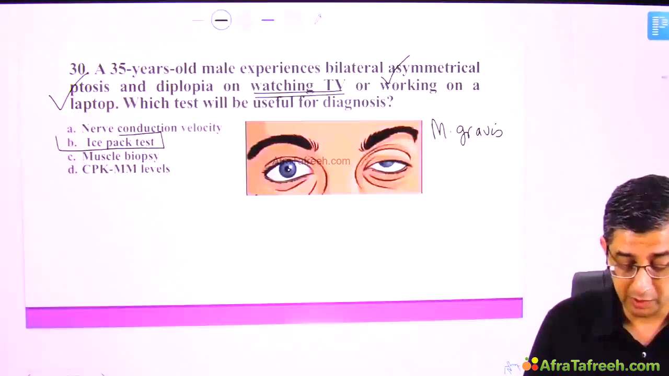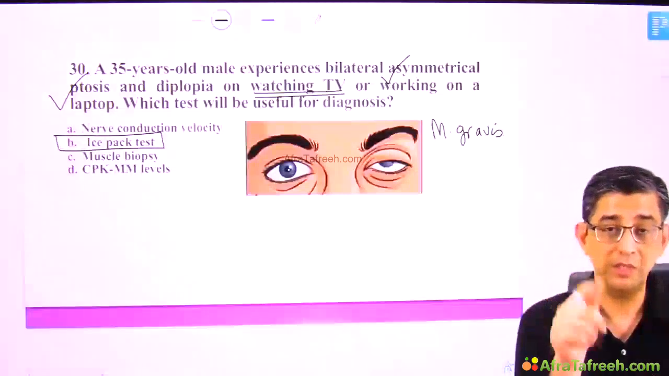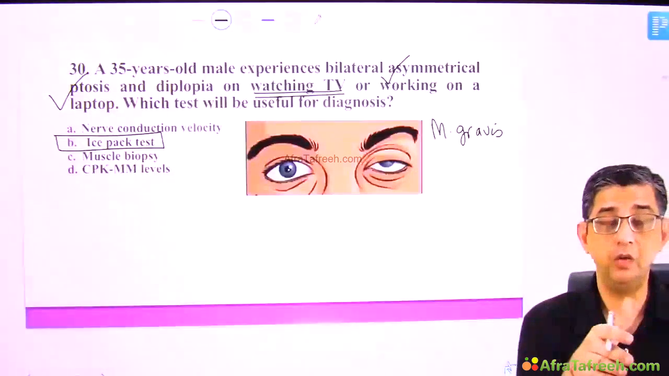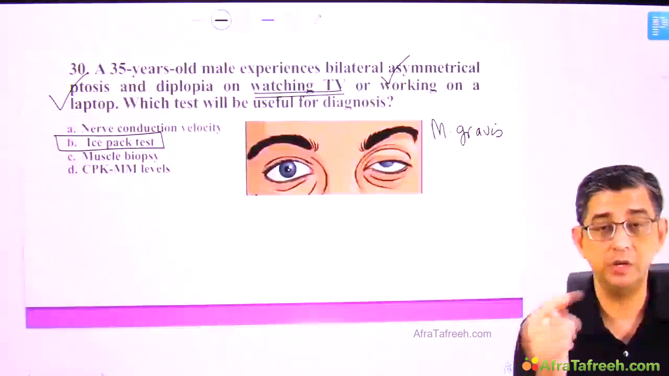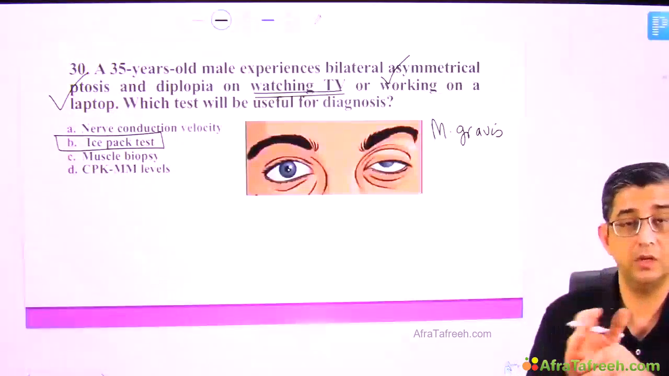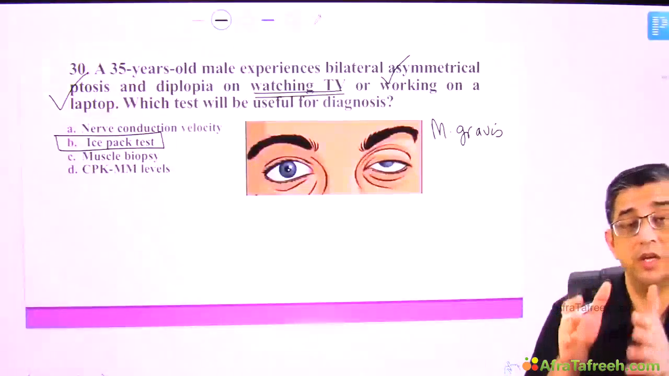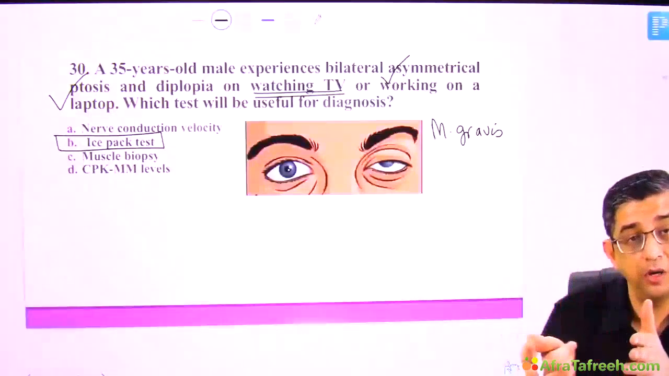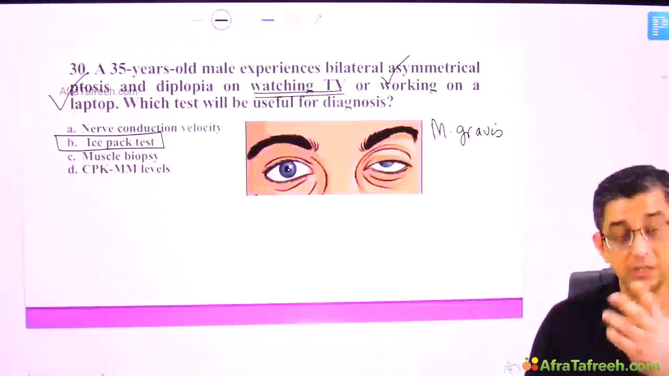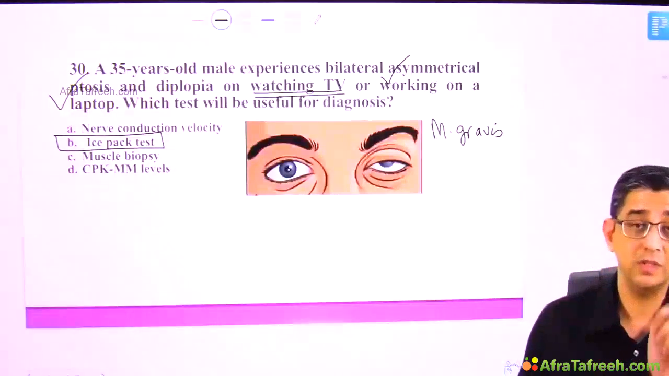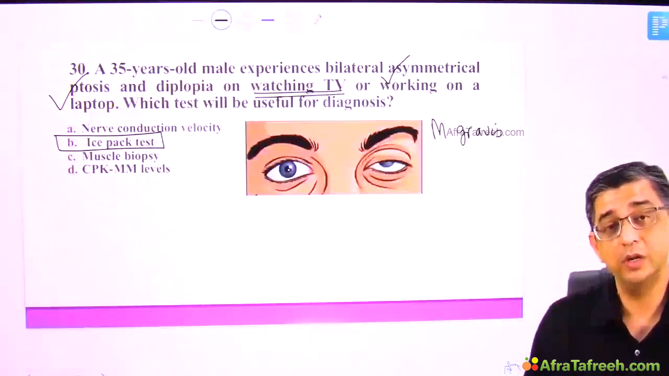I've highlighted that in the ice pack test, you can put ice in a glove and put it over the eye. What this does is that it inhibits the activity of the enzyme that degrades acetylcholine. If you decrease the activity of the destroyer enzyme, cholinesterase, then acetylcholine will be able to stimulate the muscle for a longer duration, and the symptoms will reduce. The efficacy of this test is equivalent to that of the Tensilon test. That is why nowadays most doctors hardly do a Tensilon test.